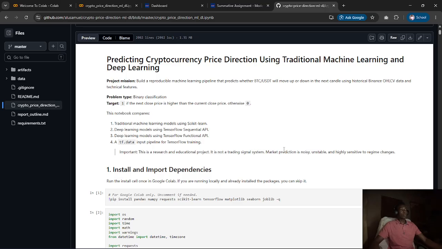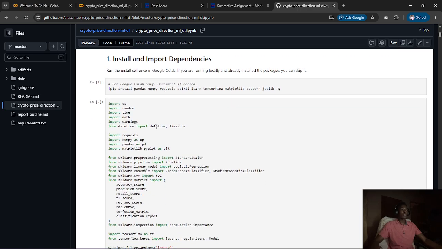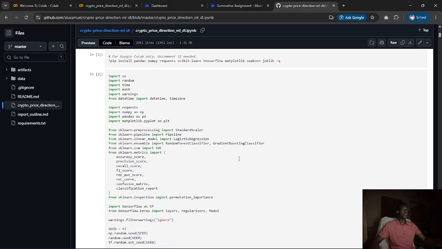At the beginning of the notebook, I imported the required libraries. If you go here inside the dependencies, you will see some libraries that I installed. These libraries include pandas and NumPy for data processing, Matplotlib for visualization, Scikit-learn for traditional machine learning models and evaluation metrics, and TensorFlow for deep learning, as shown on this part right here.